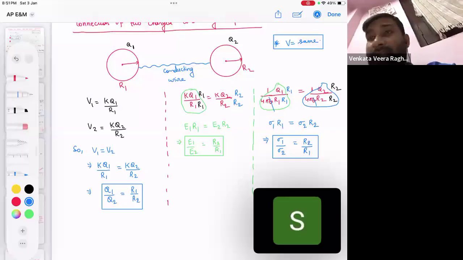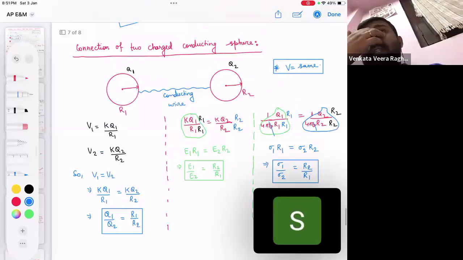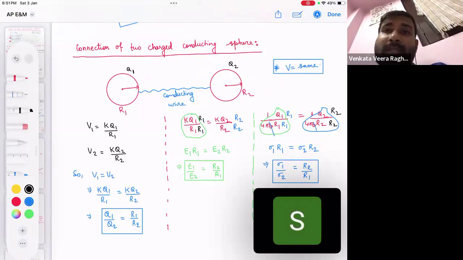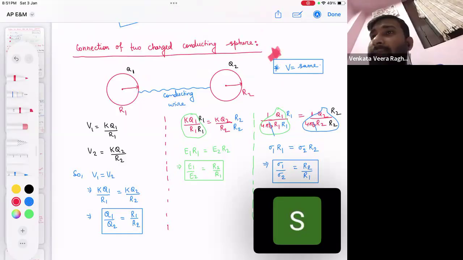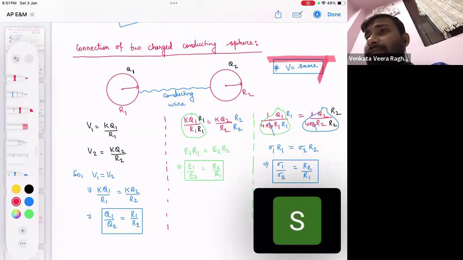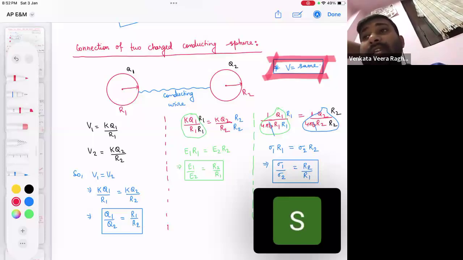So what you are seeing here, please check it. Whenever two charged conducting spheres are brought in contact with each other, only one thing is going to be equal for both the spheres, and this is the most important thing we need to keep in mind. The concept behind this is that their potential is going to be equal.